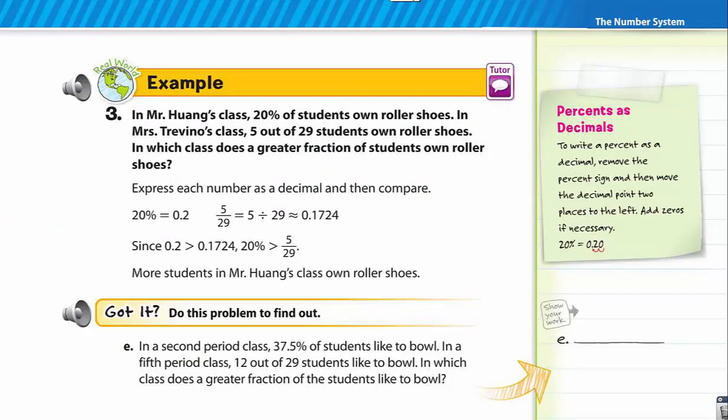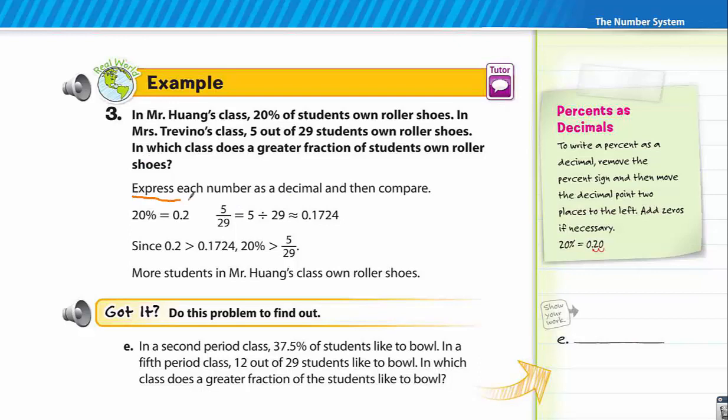All right, let's look at the next example. In Mr. Huang's class, 20% of the students own roller shoes. I remember when roller shoes were a big thing with kids. I don't know, maybe 5 years ago, you saw all kinds of little kids in roller shoes. In Mrs. Trevino's class, 5 out of 29 students own roller shoes. Which class has the greater fraction of students owning roller shoes? So the first thing they did was they changed them both to decimals.